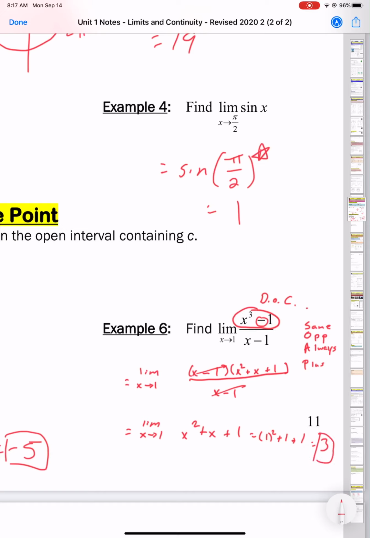So we'll stop there for today. There's a few more examples on the back of some different strategies, but our primary strategies are going to be direct substitution. Plug it in, see if it works. If it does, awesome, we're done. If it doesn't, we maybe need a different strategy. Our first alternate strategy is going to be factor and cancel.